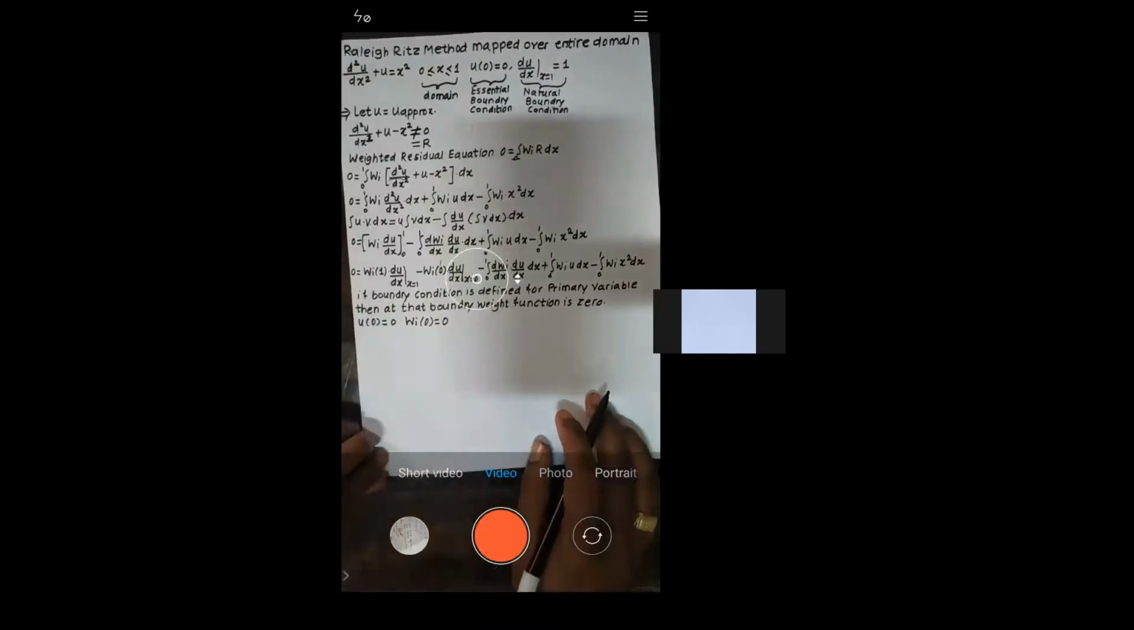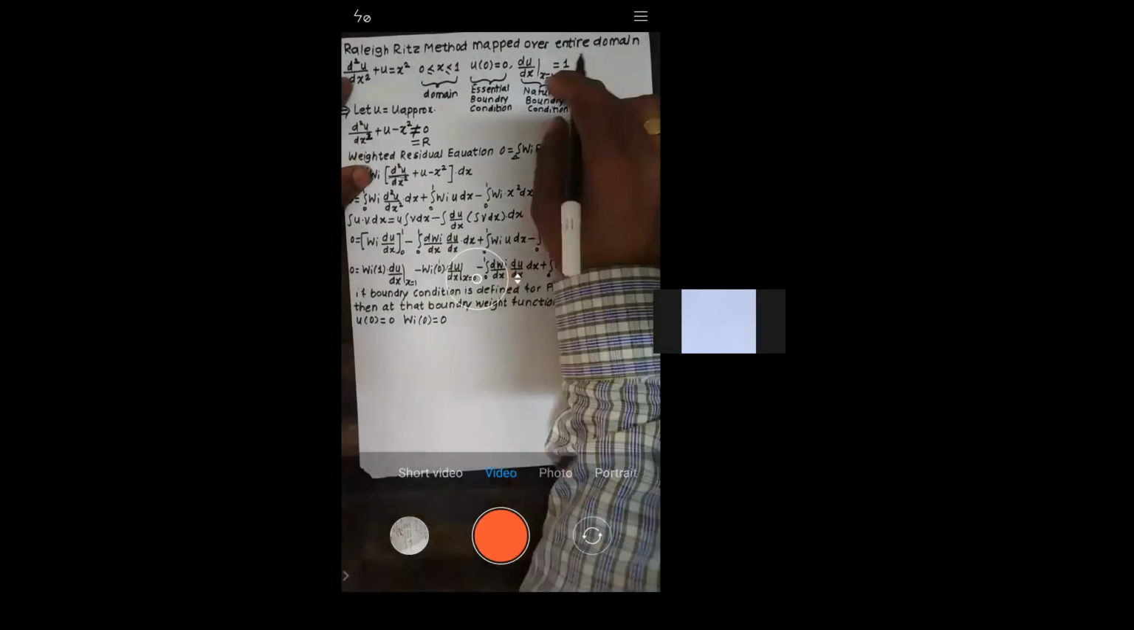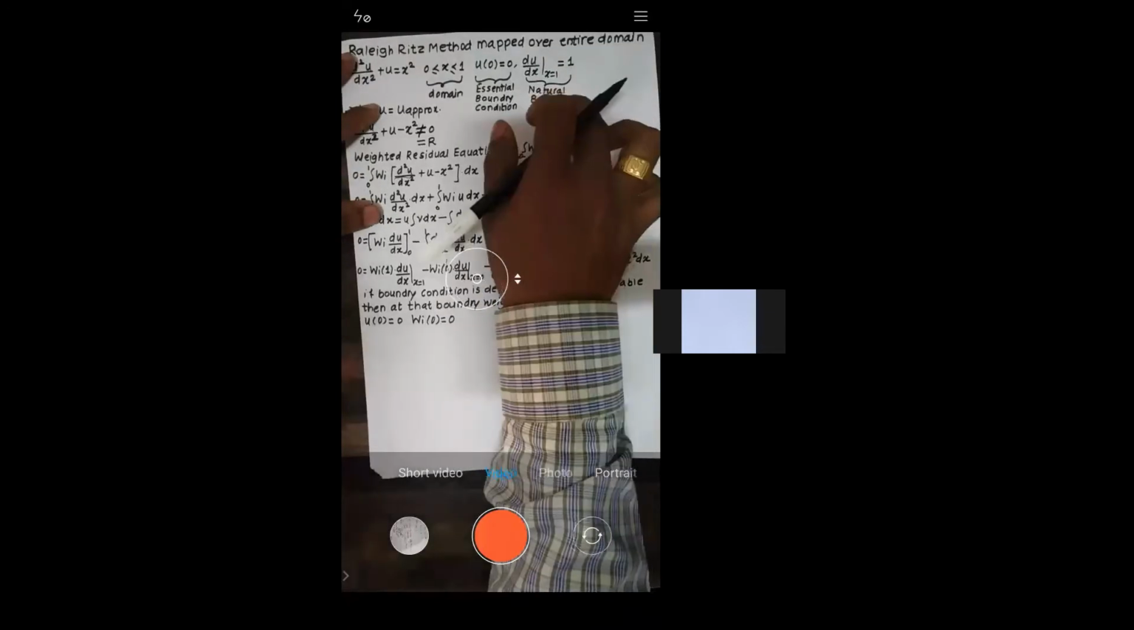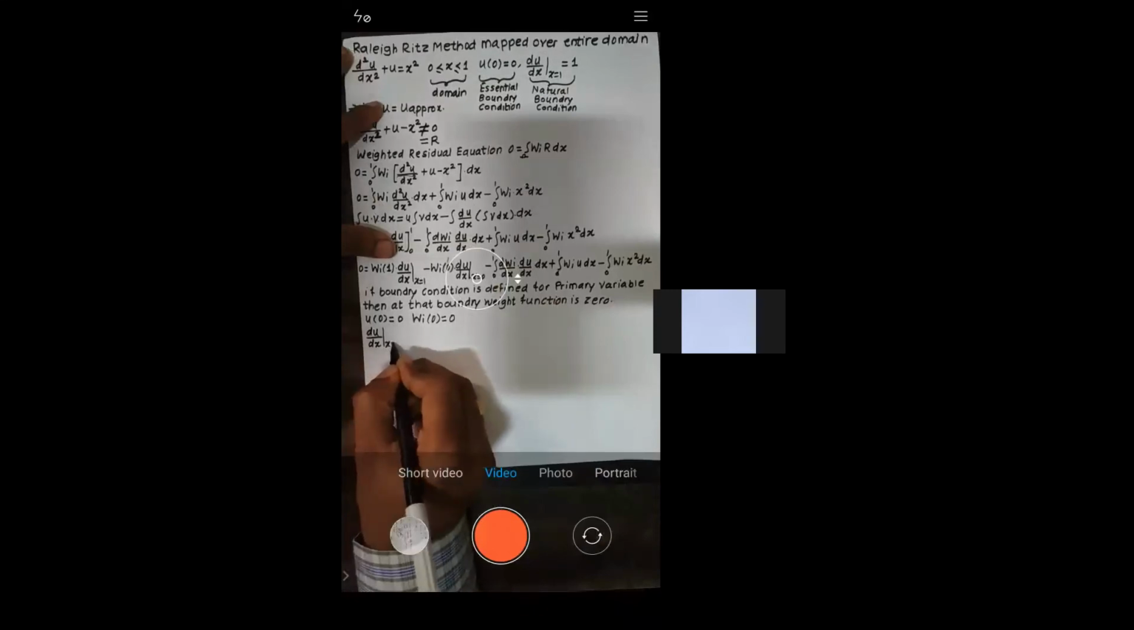Okay. Now just take the second boundary condition. Whether this boundary condition is in terms of a primary variable? No, sir. See this boundary condition. This is in terms of a secondary variable, that is du by dx. So what is given? du by dx at x equal to 1 is equal to 1.